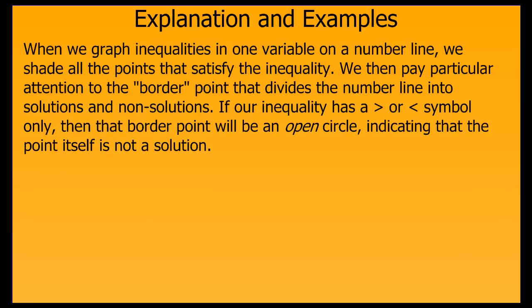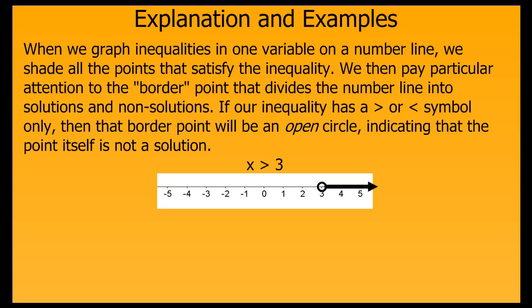When we graph inequalities in one variable, we graph them on a number line and shade in all the points that satisfy the inequality. We then pay particular attention to the border point that divides the number line into solutions and non-solutions. If our inequality has a greater than or less than symbol in it, then that border point will be an open circle, indicating that the point itself is not a solution. So, for example, for x greater than 3, we shade in everything on the number line that is greater than 3, and we put an open circle on 3 itself because it is not a solution to our inequality.